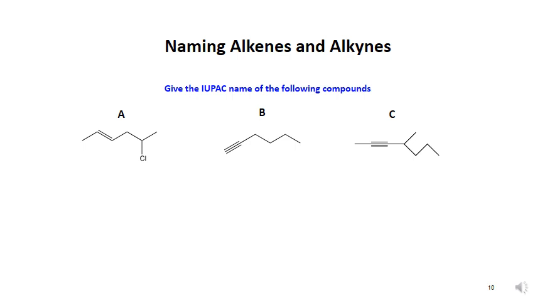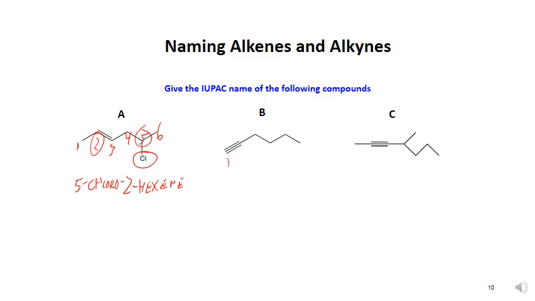All right, so let's try a couple more. First step, longest continuous chain that contains the multiple bond. And we're going to be sure to try to make the multiple bond the smallest number. So clearly we're starting over here. 1, 2, 3, 4, 5, 6. So that's a 2-hexene, and the chloro is on carbon 5, so 5-chloro, 2-hexene. Boy, that's not too bad.